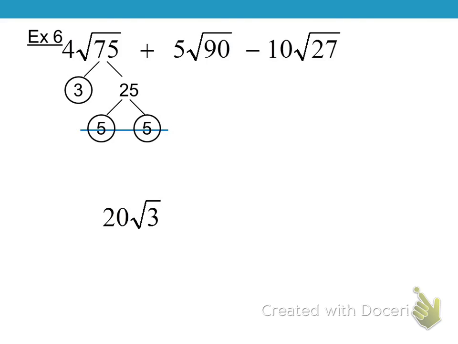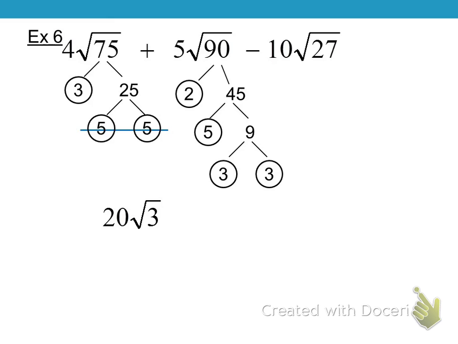Moving along. 90. 9 and 10. Or 2 and 45. 5 and 9. 3 and 3. If you did it the other way, 9 and 10, you should still end up with 2 3s, a 2 and a 5. So who's coming out? 3s. Who's already out there? 5. What's 3 times 5? 15. 15 with the 10 left over.